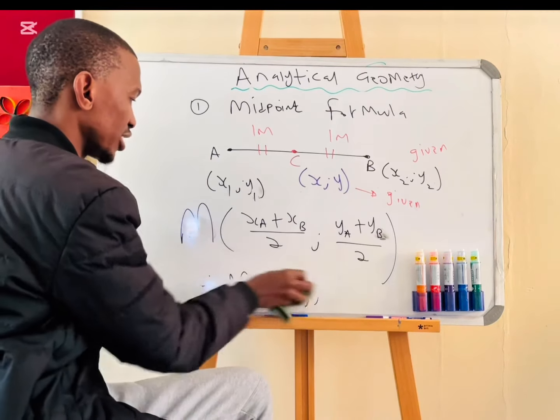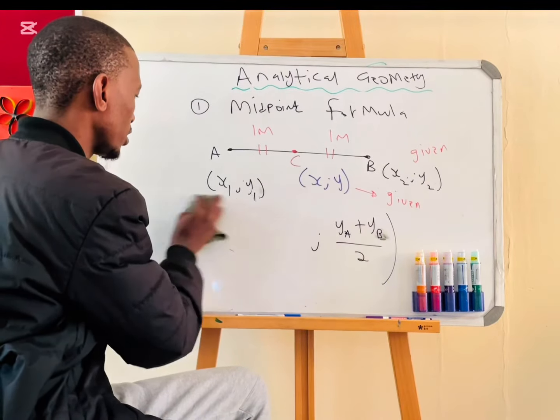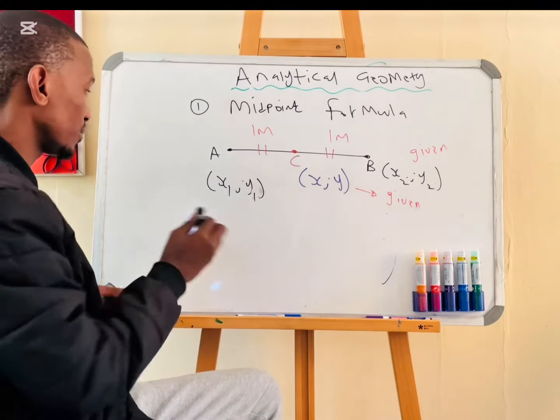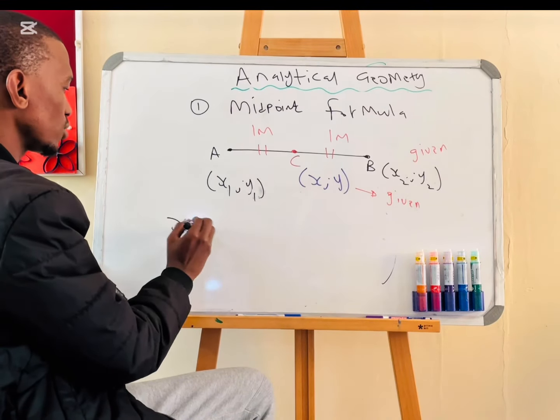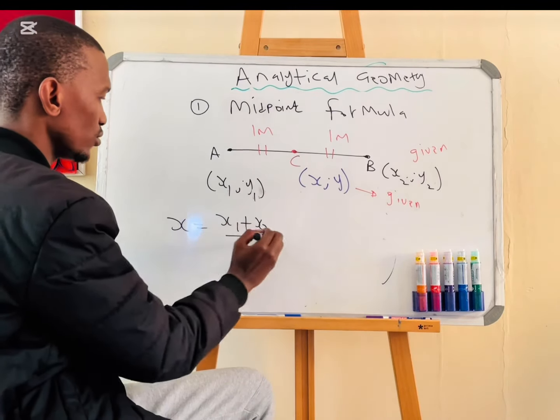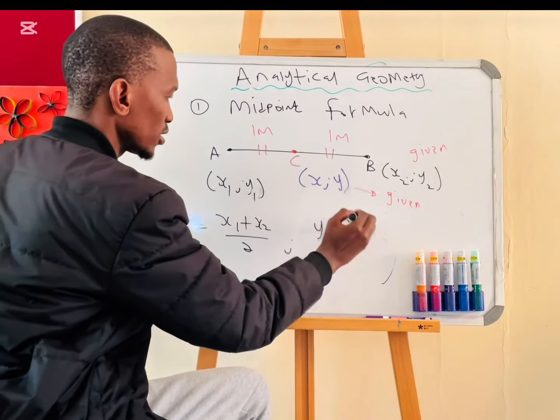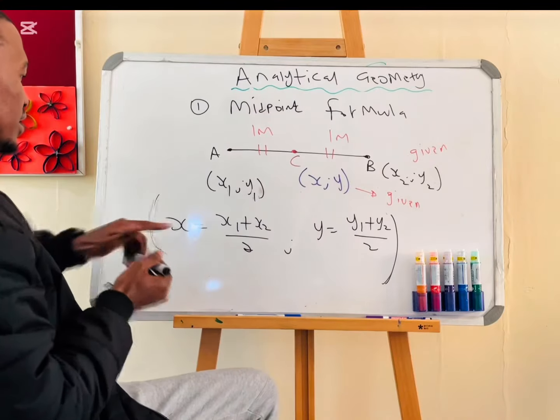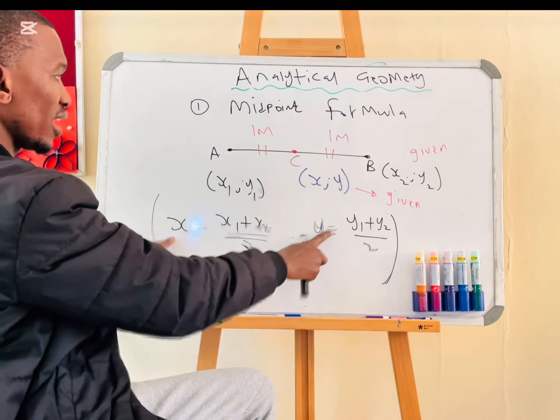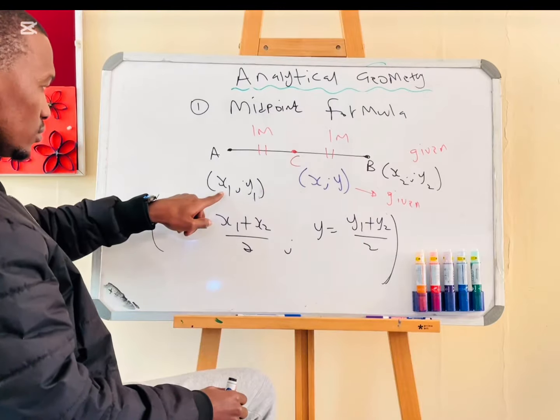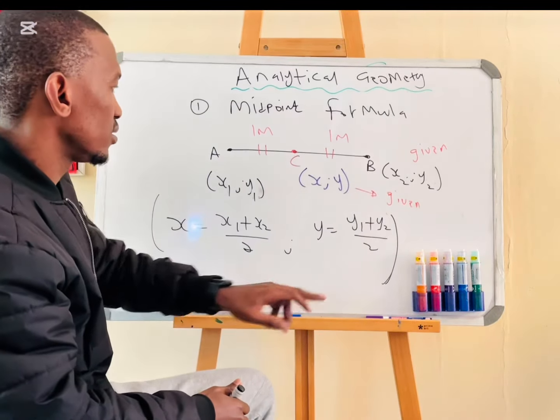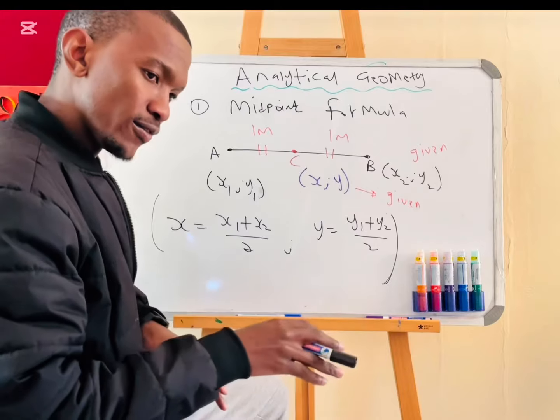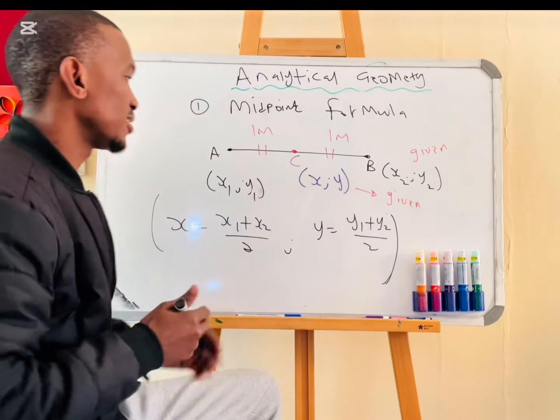Okay. Now check it out. We're going to make use of some skills of algebra in this case. So the formula is given by x equals x1 plus x2 divided by 2. y equals y1 plus y2 divided by 2. Close the brackets. This x is this guy, this y is this guy. x1, x2 of B, y1 of A, y2 of B. Do you get it?